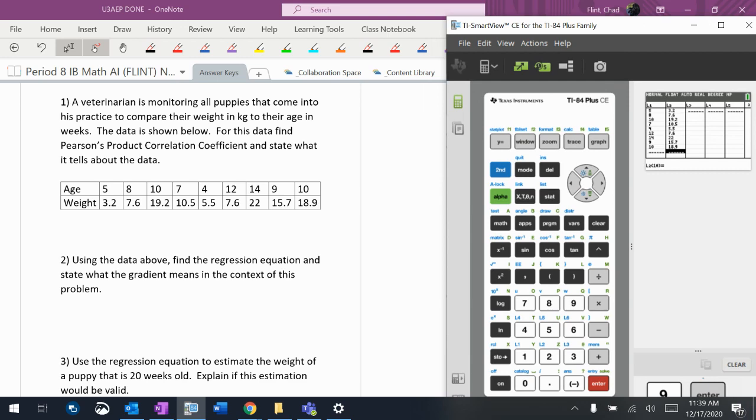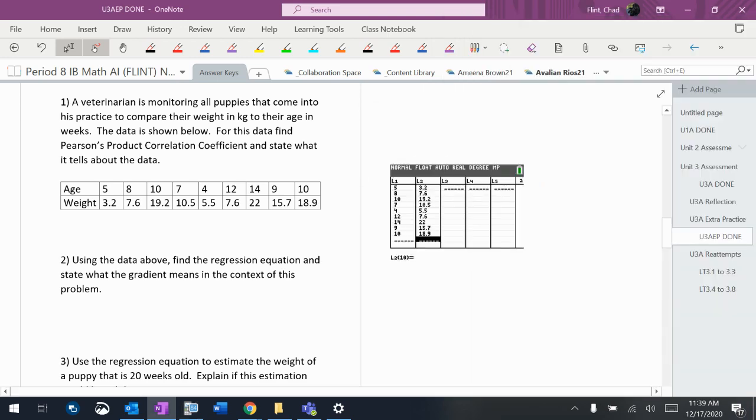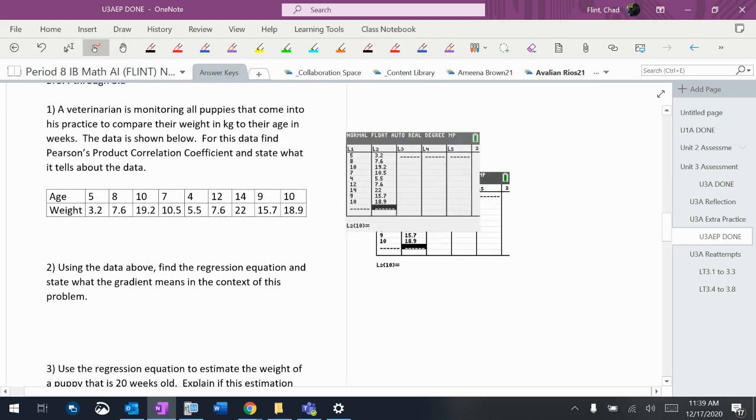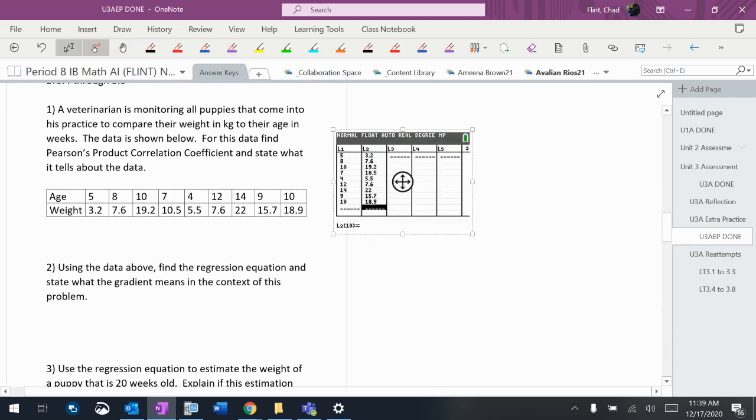And again, I showed you guys this before the test, but I'm going to drop this over here, because now I can look at it and I can see if I have any errors. 5, 8, 10, 7, 4, that worked. Okay, so I didn't make any errors there.